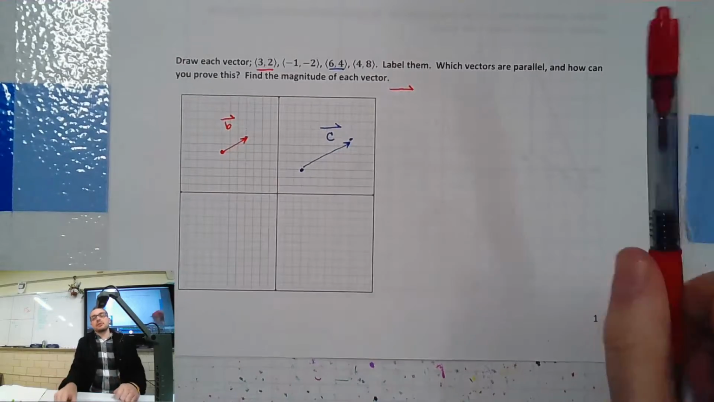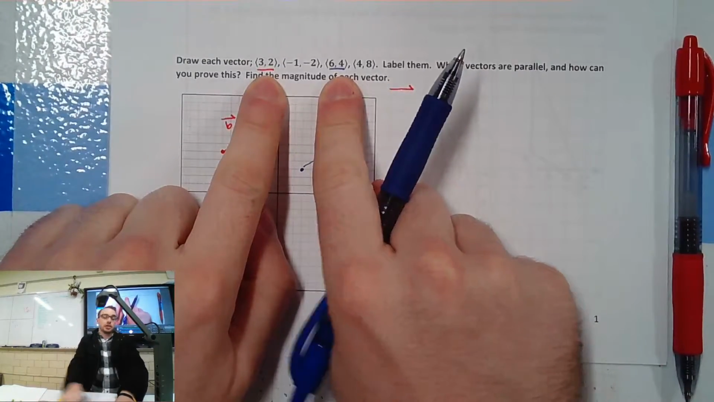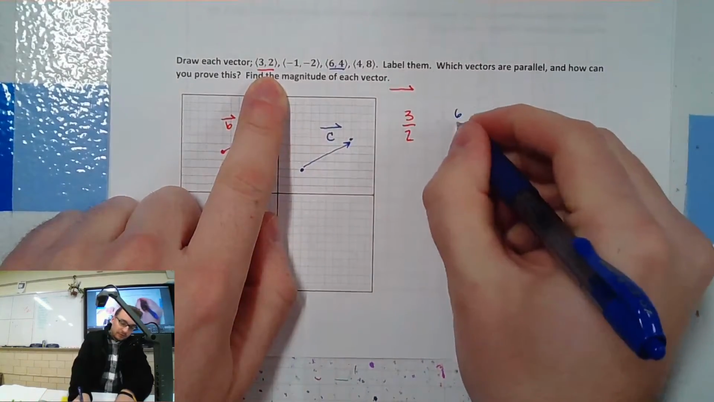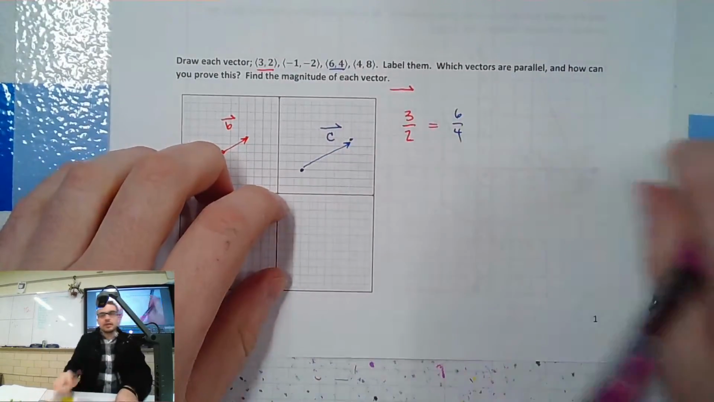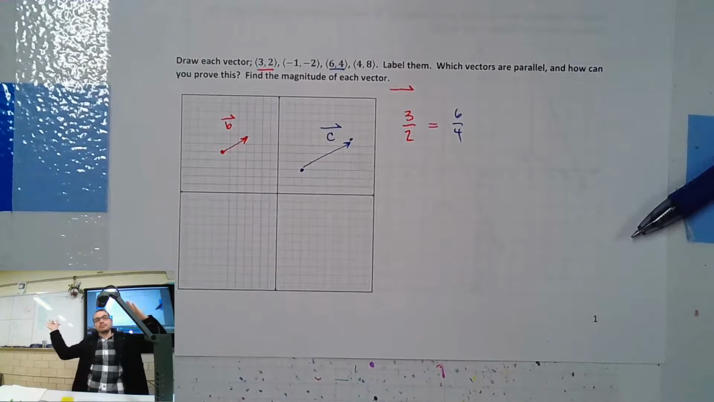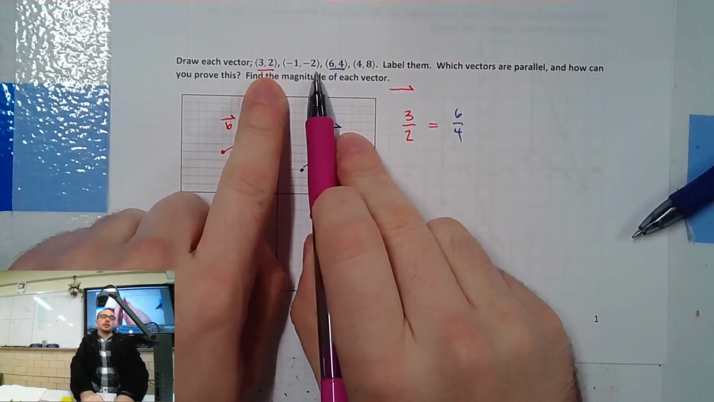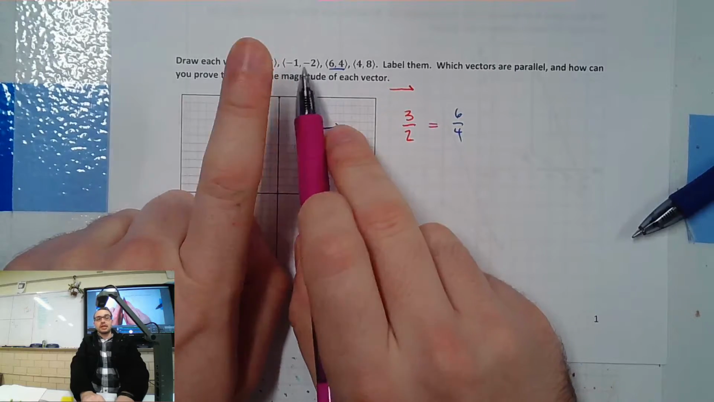Now, are these vectors going to be parallel? Yes. The reason for that is their components, when you put them in a ratio, 3 over 2 and 6 over 4, are going to be equal, right? And if the components are equal in a ratio, then they are parallel. Cool? Awesome. So if you notice, 3, 2, and negative 1, negative 2 aren't going to be parallel because 3 over 2 is not the same thing as 1 over 2, right? So they're not going to be parallel.